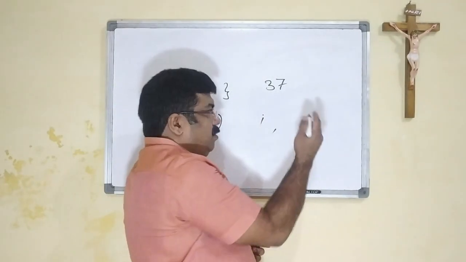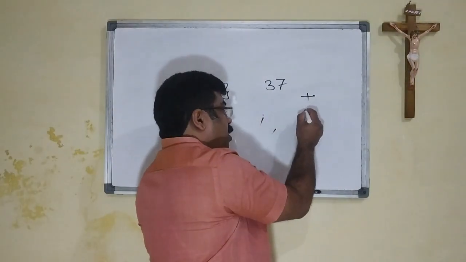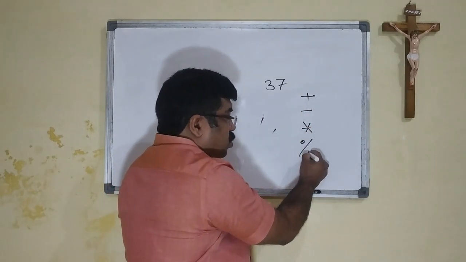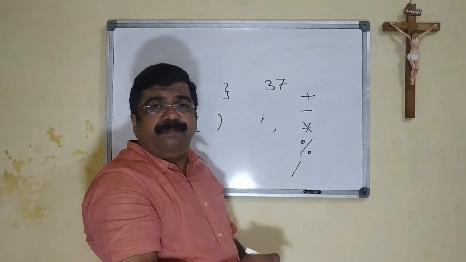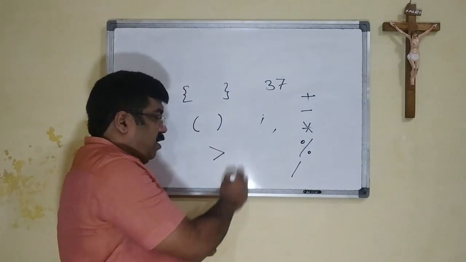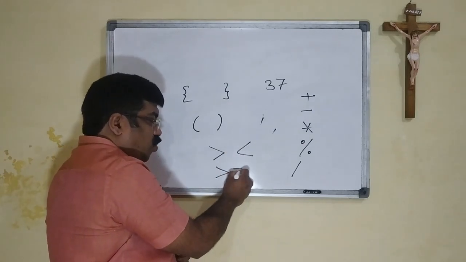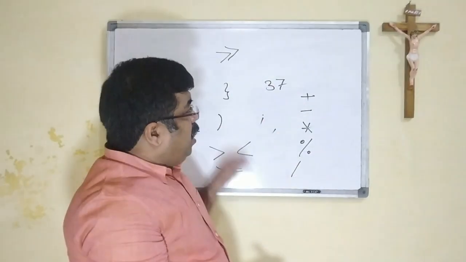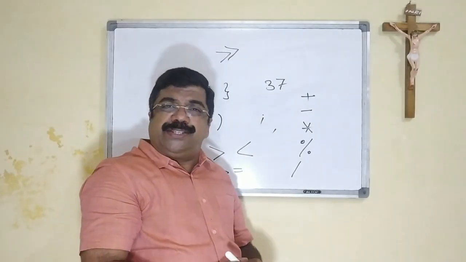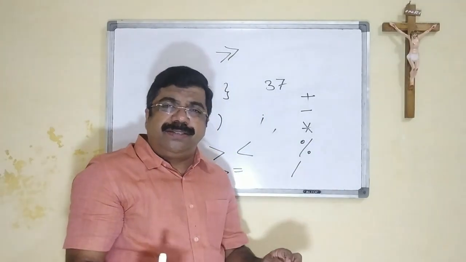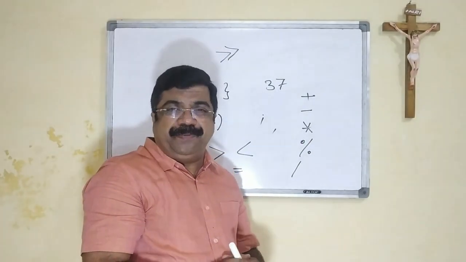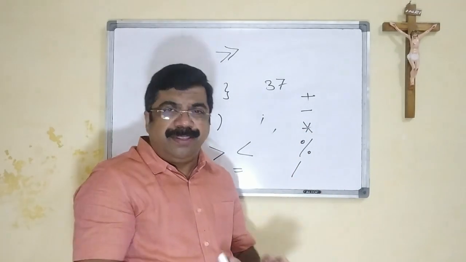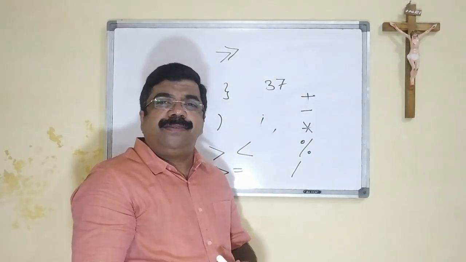We can see the common ones: plus operator for addition, minus for subtraction, multiplication, modulus, division, greater than, less than, greater than or equal to, shift operator, etc. There are totally 37 operators. And a few of the operators you have already studied. We will go through all these operators throughout the class 10th syllabus.